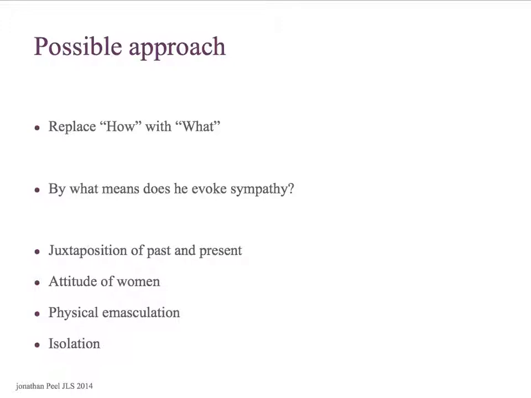So it seems to me that an essay of about 1,200 or 1,500 words, or put it another way, an essay of the length that you would write in 45 to 50 minutes in an examination, we might want 4 or so clear points, and I've chosen 4 for my purposes. They are the juxtaposition of past and present, the attitude to women, physical emasculation, and isolation. What I intend to do is work through each one in turn in the hope that we'll get an idea or two about how this might work.